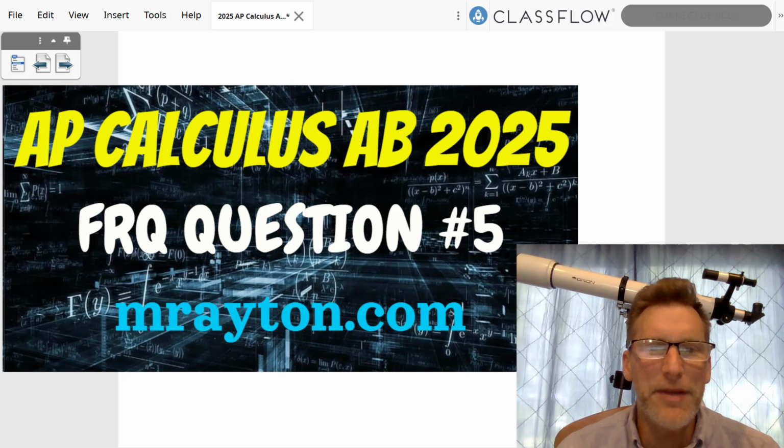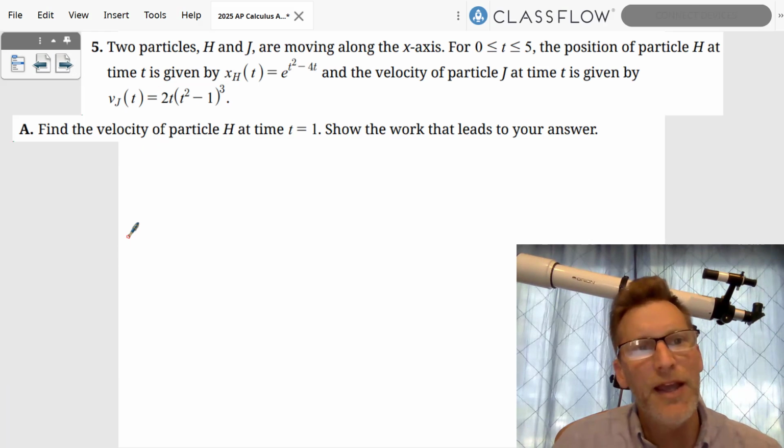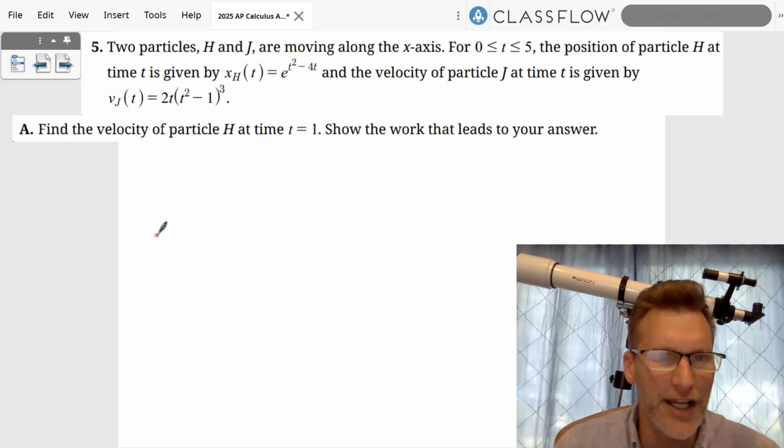This is the AP Calculus AB 2025 exam free response question number 5. I thought this was the toughest question on the exam. Here are two particles, H and J, and they are moving. They gave us H's position function and J's velocity function.